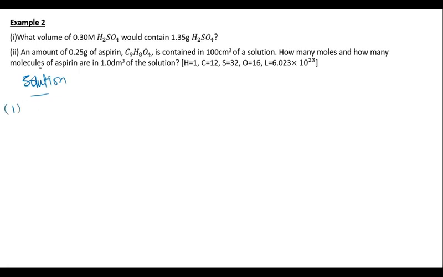I. What volume of 0.30 molar? So our concentration is 0.30 molar. Would contain a mass of what? 1.35 grams. And then the volume is what we don't know. So we need to get the molar mass of what? H2SO4.